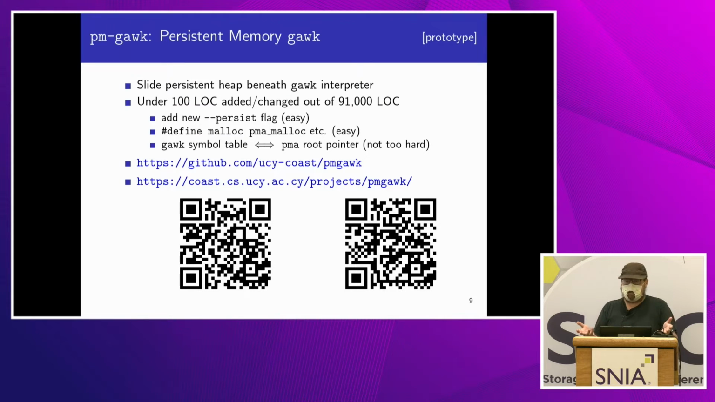Both persistent scripting implementations slide a persistent heap beneath the GNU awk interpreter gawk. With help from the gawk maintainer, it wasn't very difficult to prototype this strategy. We had to add a new interface to pass the name of a heap file to the interpreter. We replaced all calls to conventional malloc with calls to our persistent heap allocator, and we wrote code to equate the entry point of gawk's symbol table with the root pointer of our persistent heap. This is all fairly standard stuff if you've done any persistent memory programming. In total, our prototype added or changed under 100 lines of code to the 91,000 line gawk source code base.